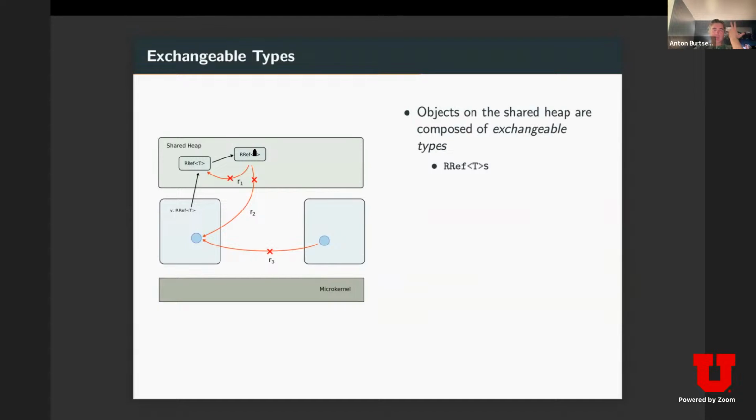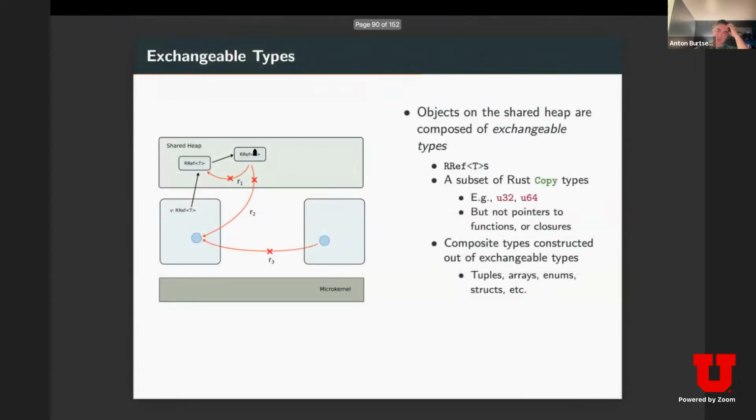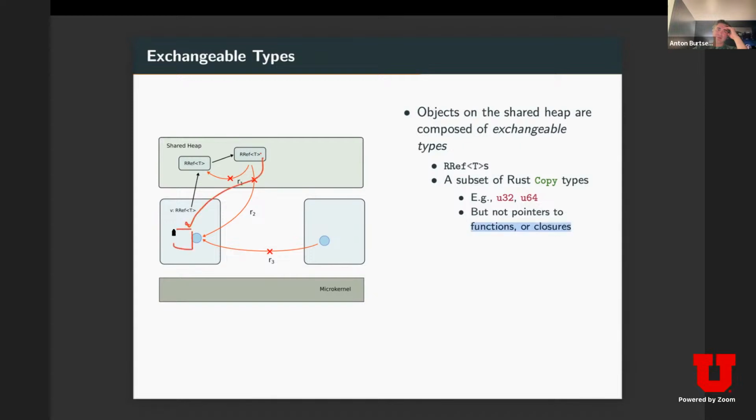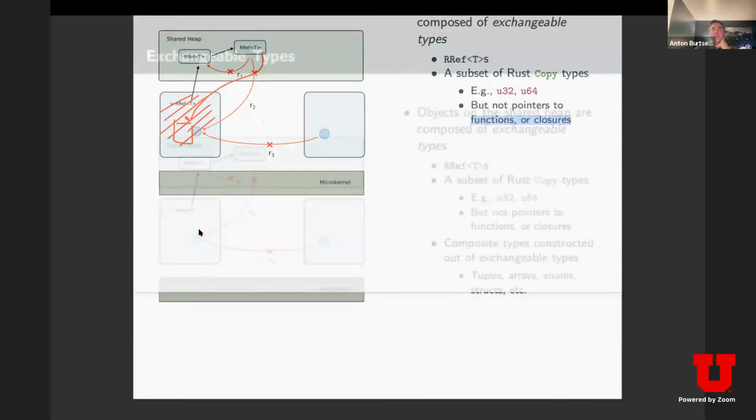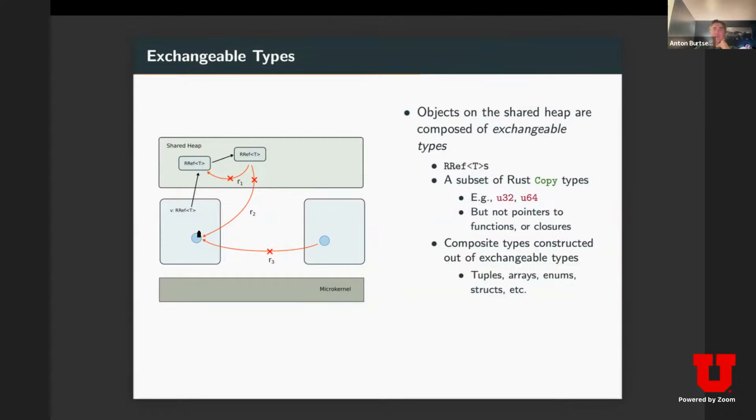Exchangeable types can be RRefs themselves, obviously, and a subset of Rust copy types, something like u32, u64, because those are not pointers. But in Rust, a pointer to a function or a pointer to a closure can be copied, right? So those we don't allow. We rule those out because if you allow a pointer to a closure, the pointer can point back, for example, into the domain where the closure is allocated. And of course, if this subsystem dies, then this pointer is dangling. Similar for a function, right? If you allow a function pointer to point back to the domain, then it can lead to an unsafe situation. And any composite types which are constructed of exchangeable types are allowed: tuples, arrays, enums, structs, stuff like that.